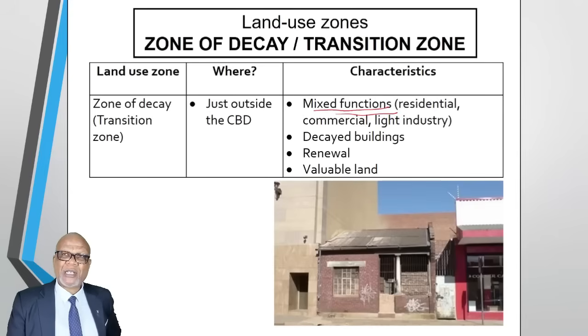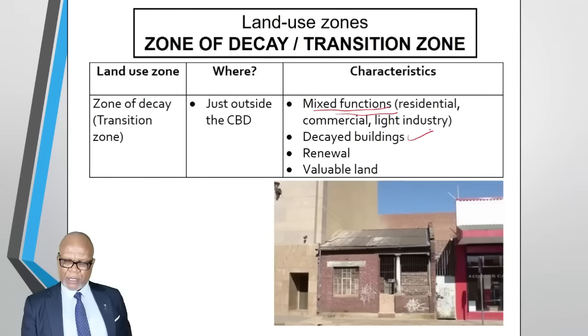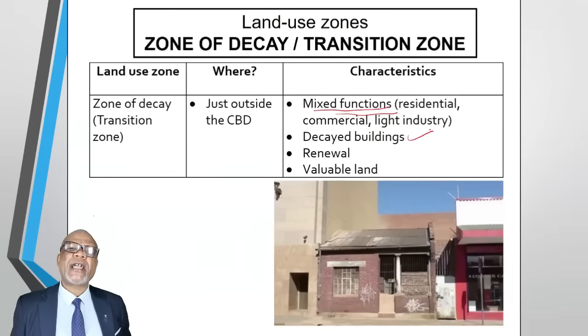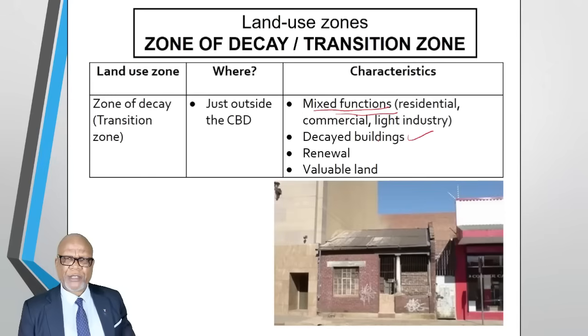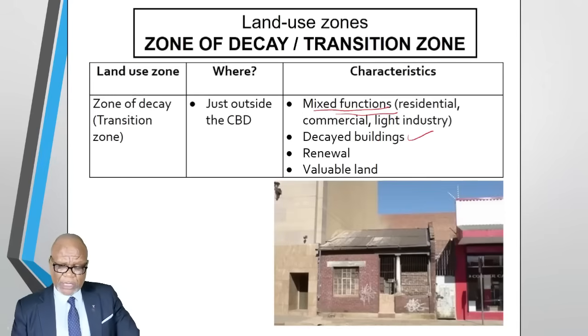There is residential, there is commercial, and there's also light industries there. It is characterized by decayed buildings. Why are the decayed buildings there? Because there is no upkeep. The areas here, there's no people taking care of. It's usually characterized by buildings that have been hijacked, buildings that have been taken by other people, where people are not paying for services and therefore also having dangerous activities taking place there.